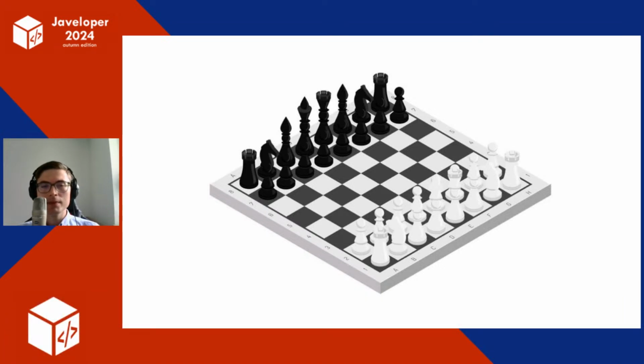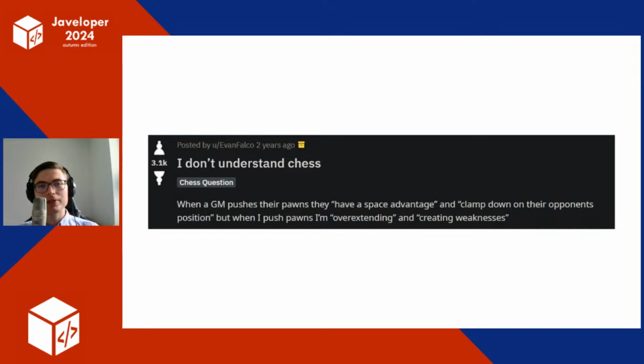Which actually reminds me of one of my favorite Reddit posts ever. And it goes like this. "I don't understand chess. When a grandmaster pushes their pawns, they have a space advantage and clamp down on their opponent's position. But when I push pawns, I am overextending and creating weaknesses." So what is the deal here? Why can tech giants get away with breaking the rule of one project per one repository and gain advantage from that, and why can a grandmaster also break fundamental principles and gain advantage from that?